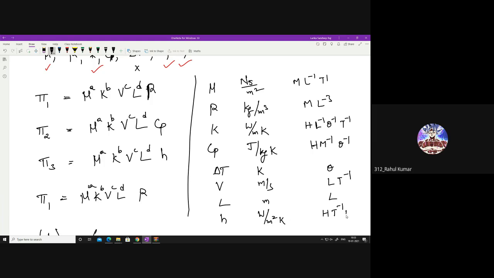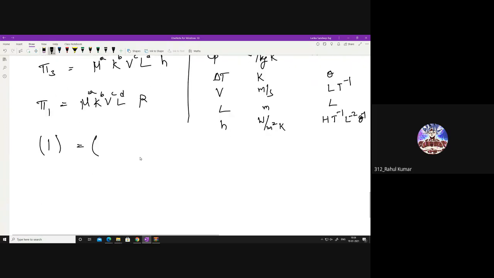For m square, you write L to the power of minus 2. For theta, you write theta to the power minus 1. So these are all the dimensions. These are units, this is the dimensional formula, or dimension simply. Now what you will do is substitute these dimensions into these pi terms.